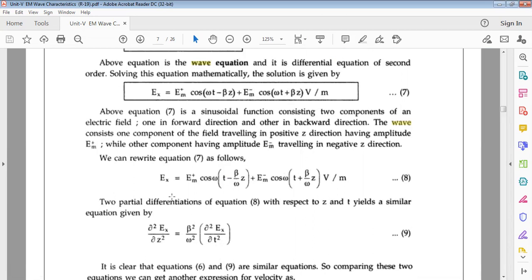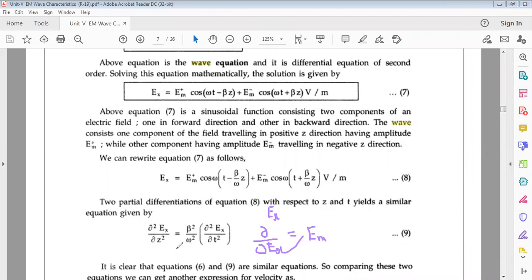Dou Ex by dou t, dou Ex by dou z square. Here the z is there. So Em plus cos omega t minus beta by omega into z. Let us take it as Ex. One time you can apply the dou by. First derivative, you can apply the first derivative, my dear students, for this Ex. Dou Ex is equal to Em plus, the cos omega t minus beta by omega into z, you can apply that, it is a sine term.